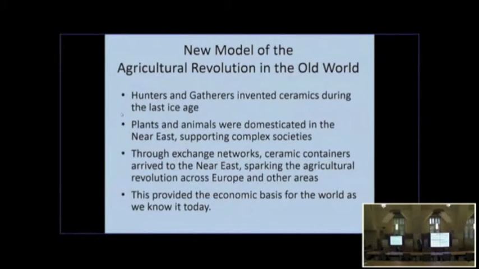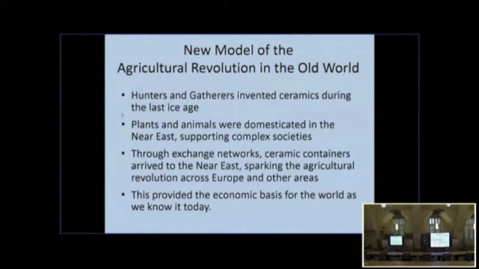So my new model, and it's based on looking at networks of exchange and using those as models to look at how agriculture could have spread, is that hunters and gatherers invented ceramics during the last ice age. But plants and animals were domesticated in the Near East, supporting complex societies. Then, through exchange networks, ceramic containers, and I'm saying this, the vessels are containers because they do have a lot of function, arrived to the Near East, sparking the agricultural revolution across Europe and other areas.